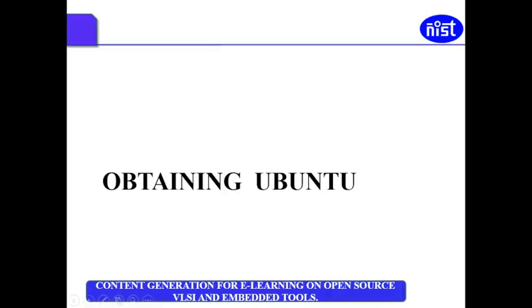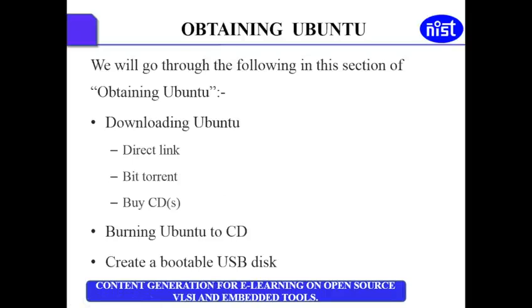So now let's start with the next step, obtaining Ubuntu. There are different processes to obtain Ubuntu. The first is downloading Ubuntu, in which you have some processes like direct download, BitTorrent download, and by CD. And the second is burning Ubuntu to CD and create a bootable USB disk.